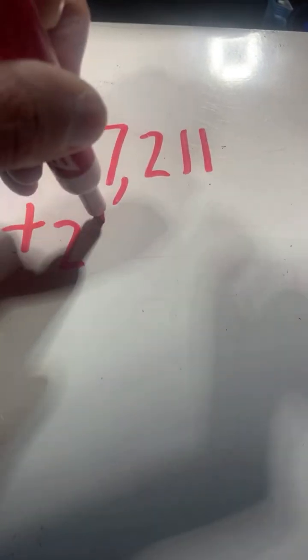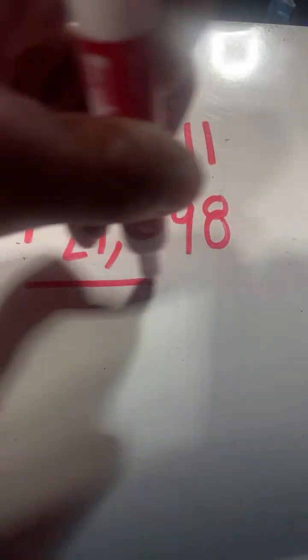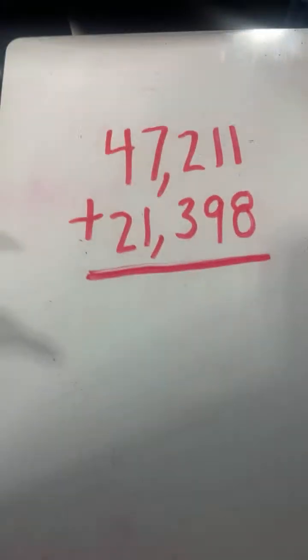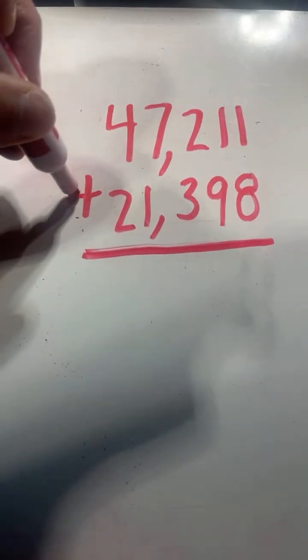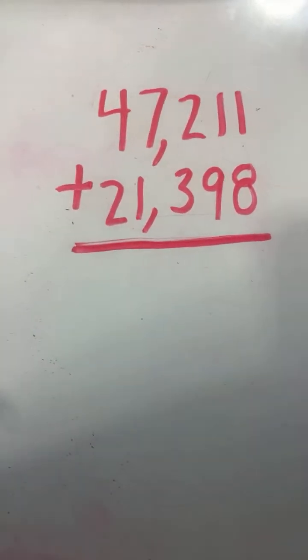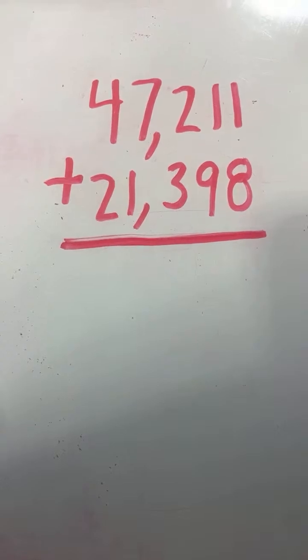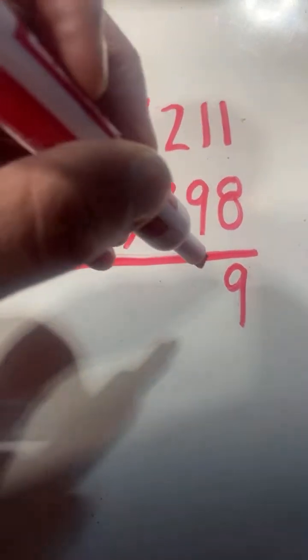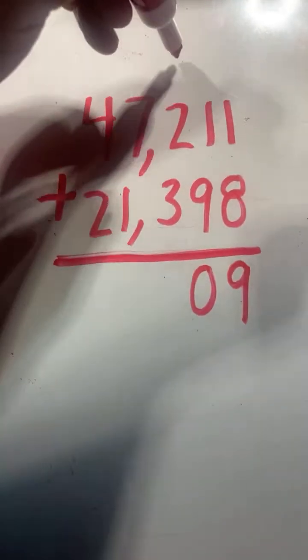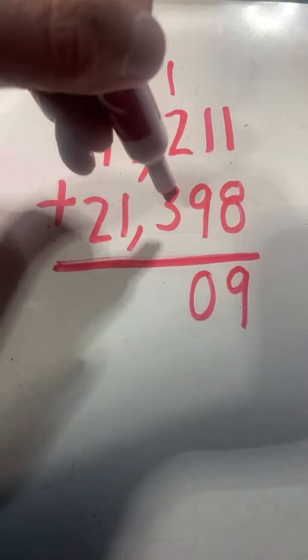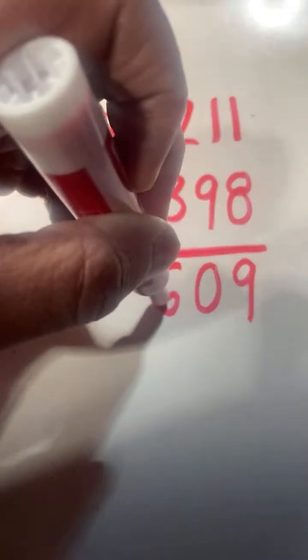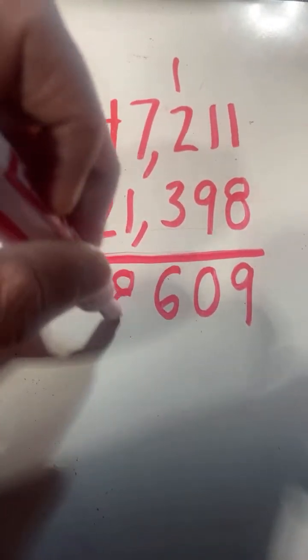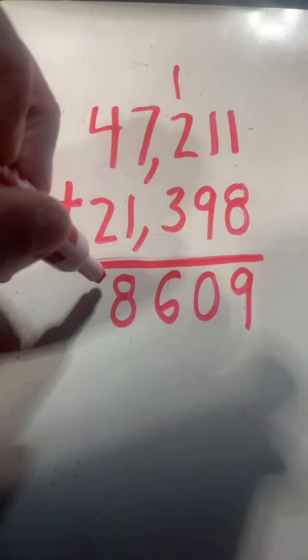47,211 plus 21,398. Starting in the ones place, 1 plus 8 equals 9. 1 plus 9 equals 10. 0, carry the 1. 2 plus 3 equals 5, plus 1 equals 6. 7 plus 1 equals 8. 4 plus 2 equals 6.